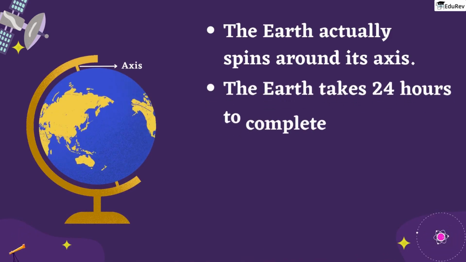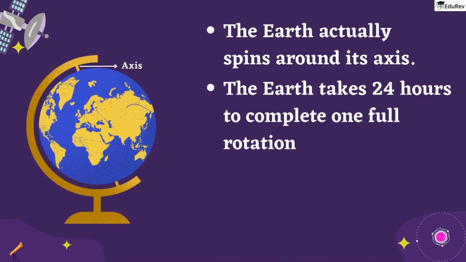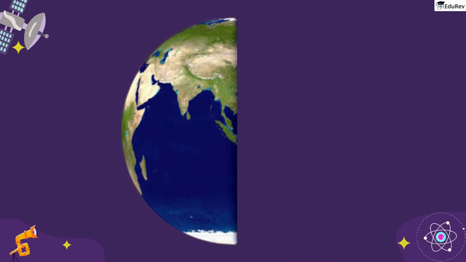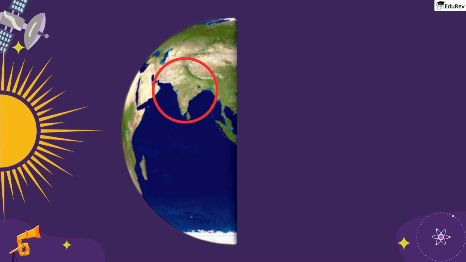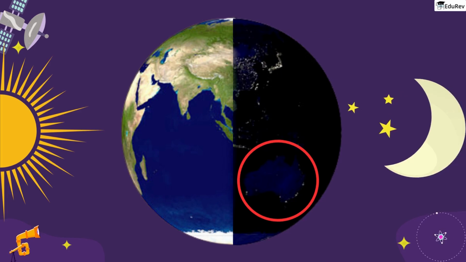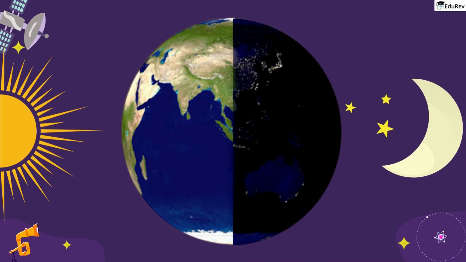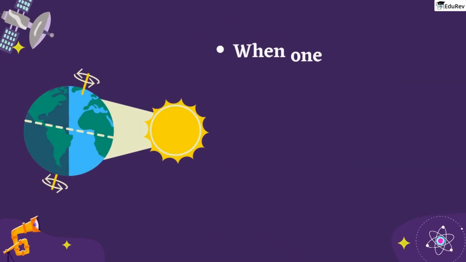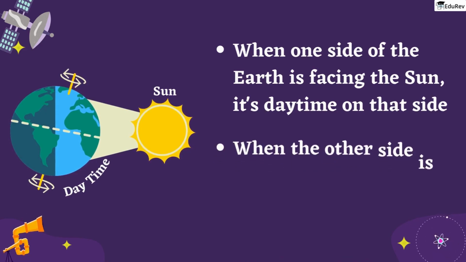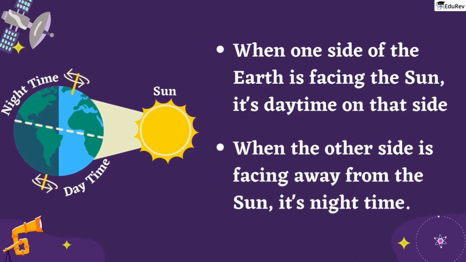The Earth takes 24 hours to complete one full rotation, which means that every 24 hours, we experience day and night. Students, picture this now. You're in India, and the sun is just beginning to rise in the morning. Meanwhile, on the other side of the world, in the United States, the moon shines bright in the sky. How can this be? Why is it that when it's morning in India, it's nighttime in the US? It is because, when one side of the earth is facing the sun, it's daytime on that side, and when the other side is facing away from the sun, it's nighttime.